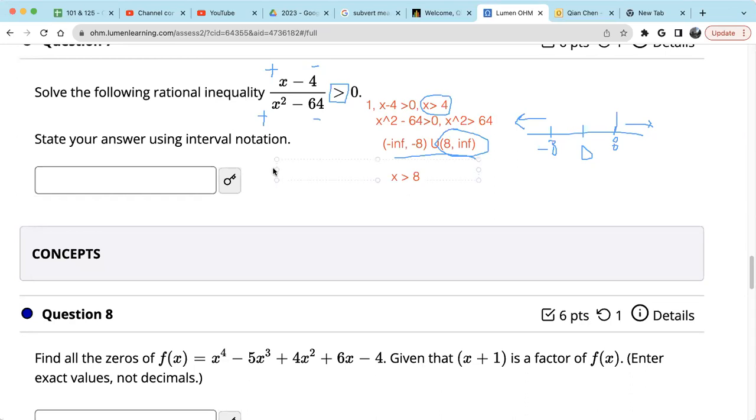The second case is similar, but both are negative, which means we switch the sign: x less than 4 and x squared minus 64 less than 0. X minus 4 less than 0 and x squared minus 64 less than 0. So let's just check the solutions.